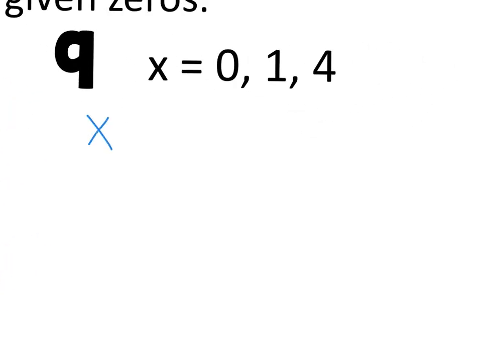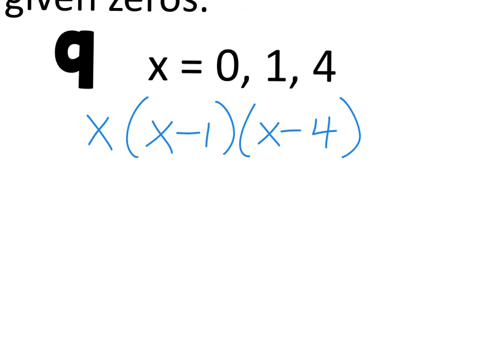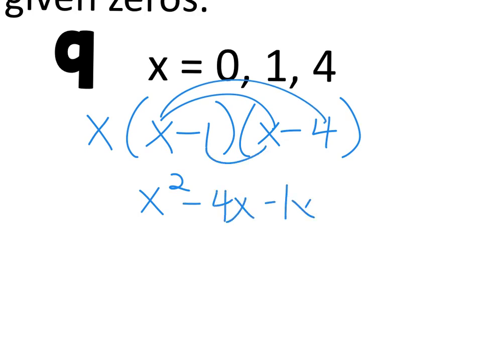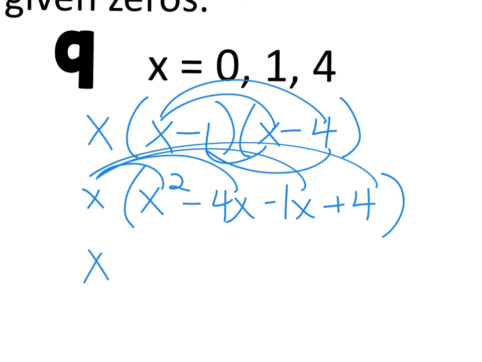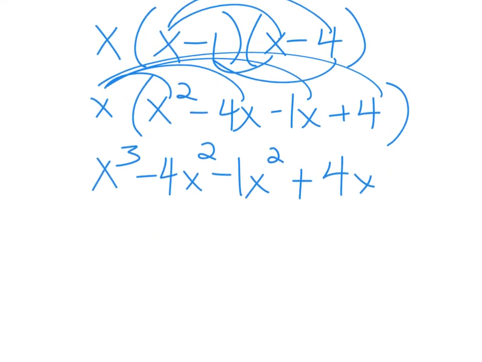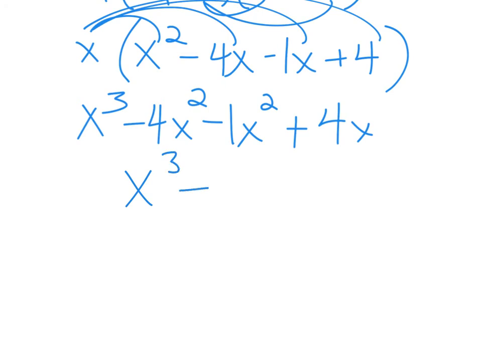So x equals 0 is just x. And then this is x minus 1. And this is x minus 4. So we're going to just, let's FOIL first. So x squared minus 4x minus 1x plus 4. And now I'm going to bring down this x, and I'm going to distribute. So x cubed minus 4x squared minus 1x squared plus 4x. So this is going to end up saying x cubed minus 5x squared plus 4x.